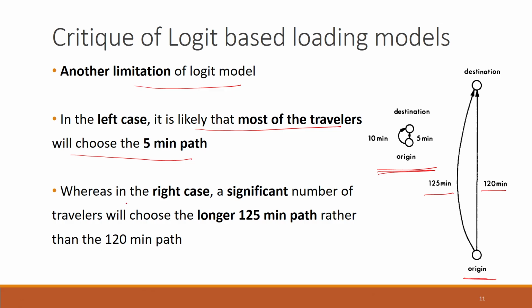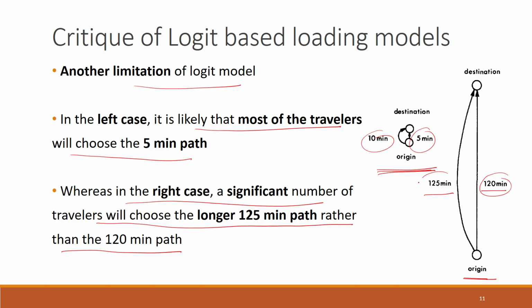Whereas in the right case, a significant number of travelers will choose the longer 125-minute path rather than the 120-minute path. Although the difference of the measured travel times in these two cases is the same, that is, 5 minutes, it will not happen that if X percentage of the people are choosing 5 minutes here and 100 minus X is choosing 10 minutes, X percentage of the people will also be choosing the path that has 120 minutes as the measured travel time, and 100 minus X percentage of people will be choosing the path that has 125 minutes of measured travel time.